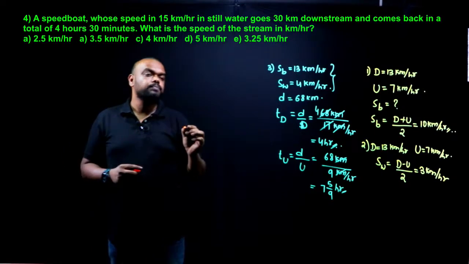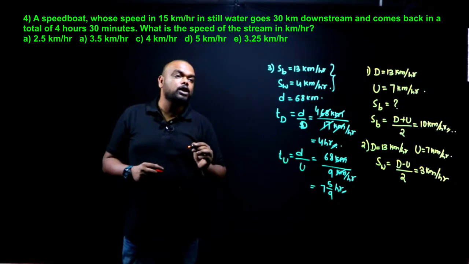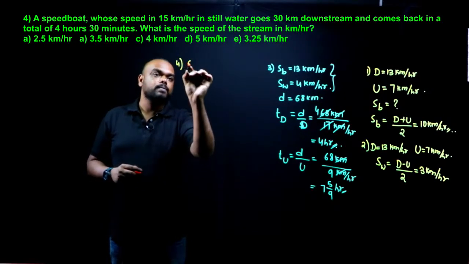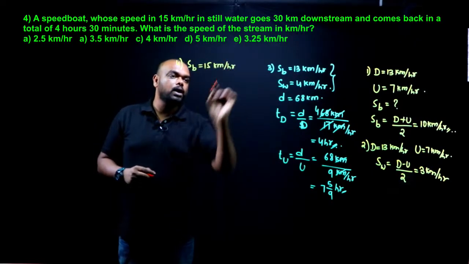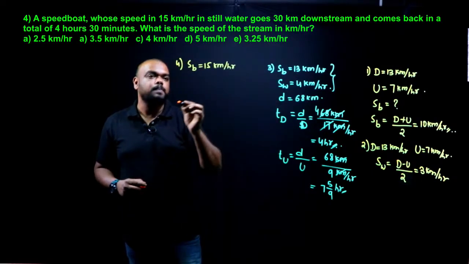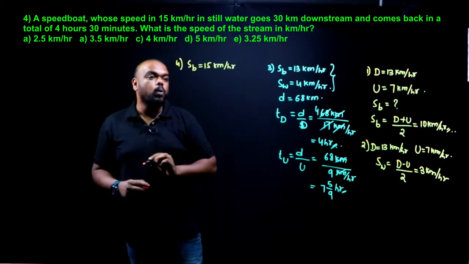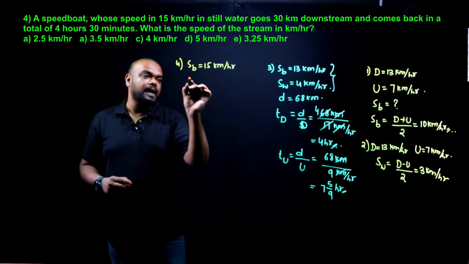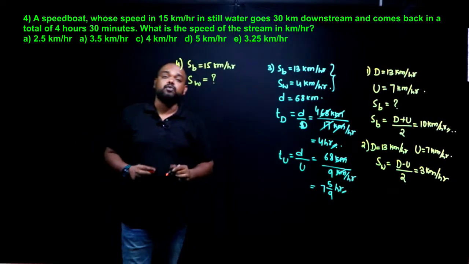What do I have here? A speedboat whose speed is 15 km per hour in still water, meaning the speed of the boat in still water is given. SB is 15 km per hour. It goes 30 km downstream and comes back in a total of 4 hours 30 minutes. What is the speed of the stream in km per hour? Speed of stream means he's asking SW. Speed of stream or speed of water, everything is the same.